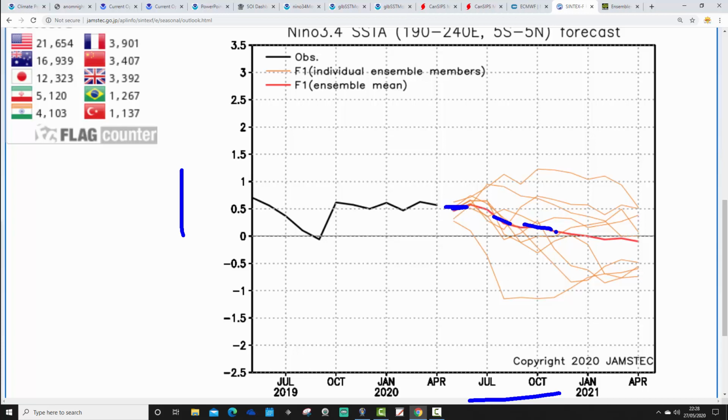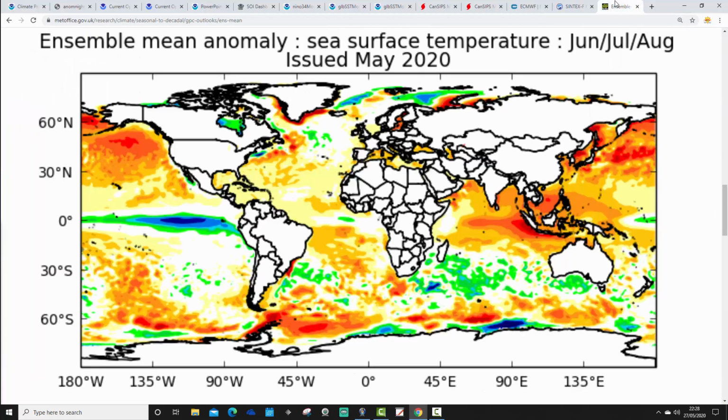The ensemble mean keeps things at ENSO neutral, albeit it is reducing, but the ensemble mean keeps things at ENSO neutral. Doesn't go into a La Nina with Jamstack. So Jamstack is still holding out for ENSO neutral. And then finally, the UK Met Office Glosea5 model is also going for a La Nina setup for this summer.